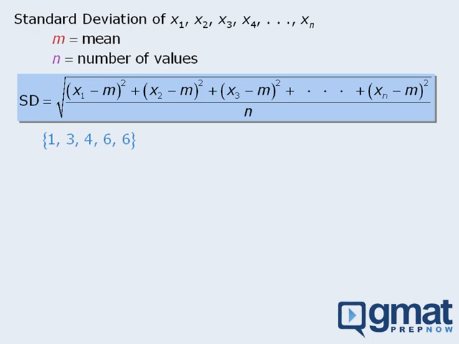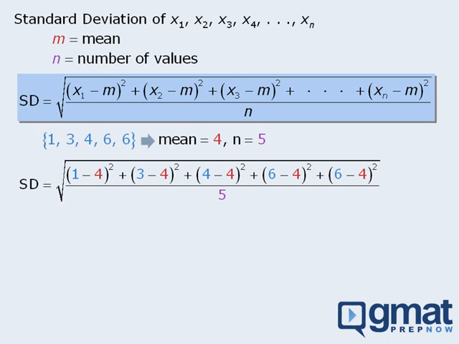To do this, we will first calculate the mean, which is 4. And we can see that n, the number of values in the set, is equal to 5. When we plug these values into the formula, we get the following.